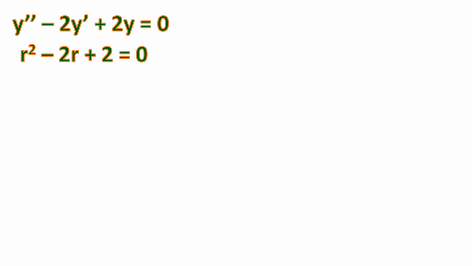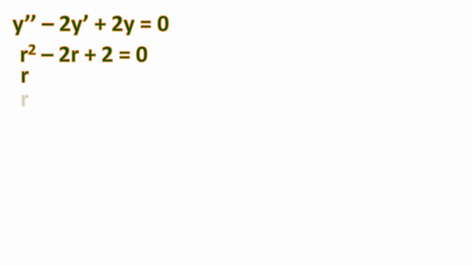So let's try another example. We have y double prime minus 2y prime plus 2y equals 0. So the highest order is the second degree, second order. So let's have this auxiliary equation, r squared minus 2r plus 2 equals 0. And then we are going to factor this.